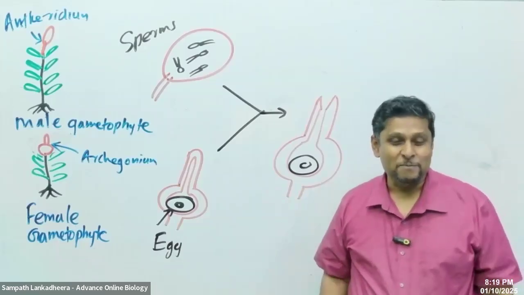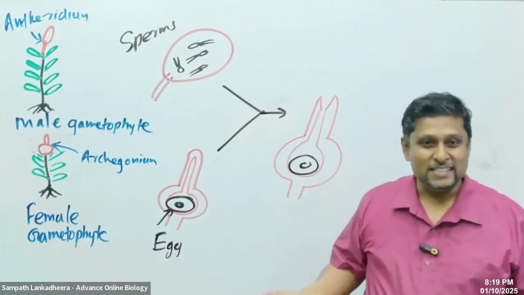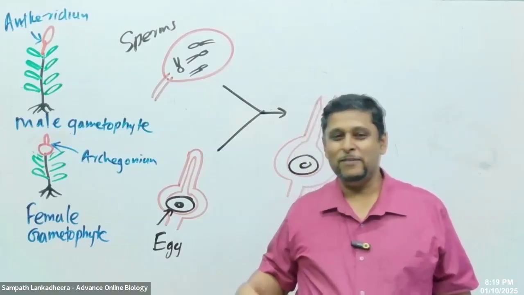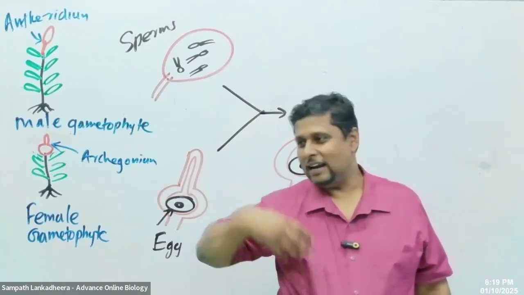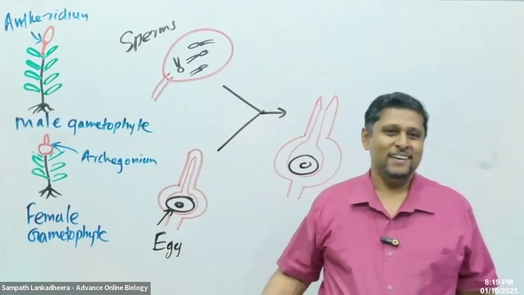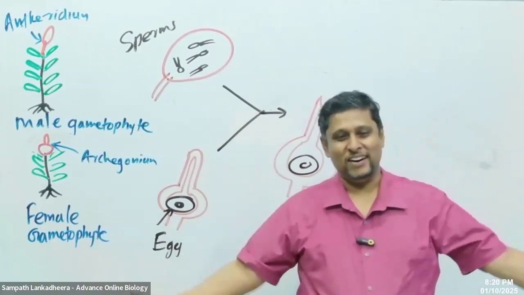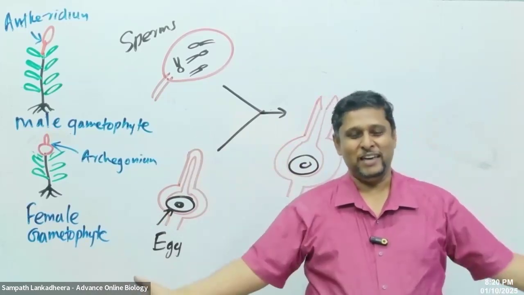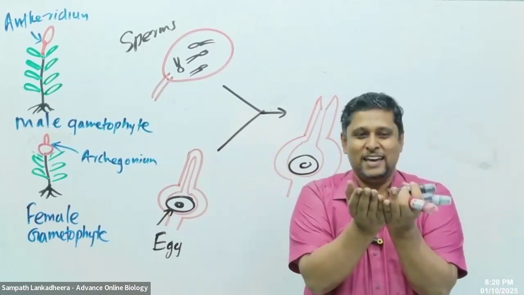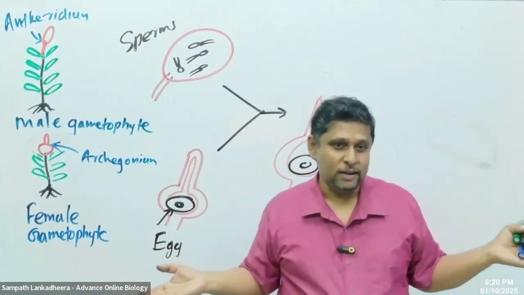The egg is not outside, not like the amphibian eggs. With amphibians, the female releases the egg into water, and sperms are also released into water. Both are in water, moving, and then they meet each other. That you call external fertilization.